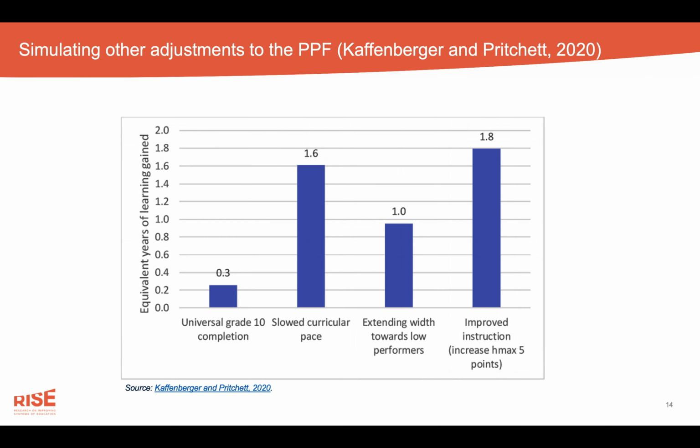And Kaufenberger and Pritchett then put this into context and in comparison of equivalent years of learning gained. And what we can see is that universal grade 10 completion really doesn't do much, but improving instruction, so the height of the PPF, and slowing down the curricular pace to align with students' learning levels both does a lot, and expanding the width of the PPF also does a little bit with regards to learning gained.